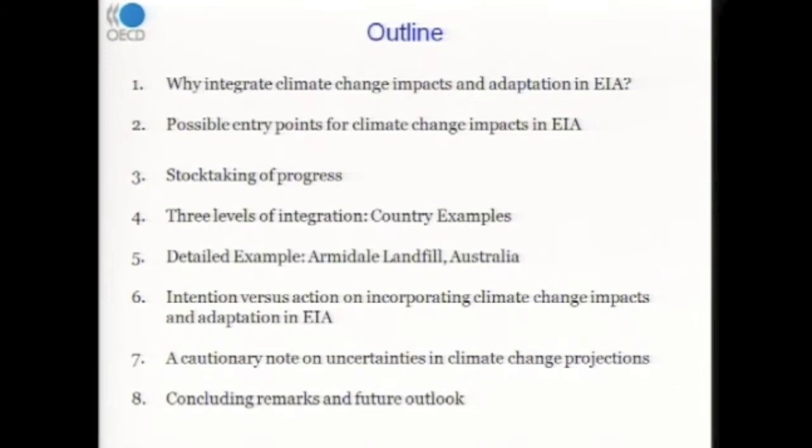Countries and agencies which have signaled their intent to include climate change risks within EIA modalities, then countries which have gone a bit further and developed operational guidance, and finally, actual examples at the project level from a relatively small set of countries. I'll detail one specific example from Australia, and then go to some concluding remarks in terms of how much progress has been made, dwell a bit more on scientific uncertainties, although the issue has already come up this morning, and then make some concluding remarks.